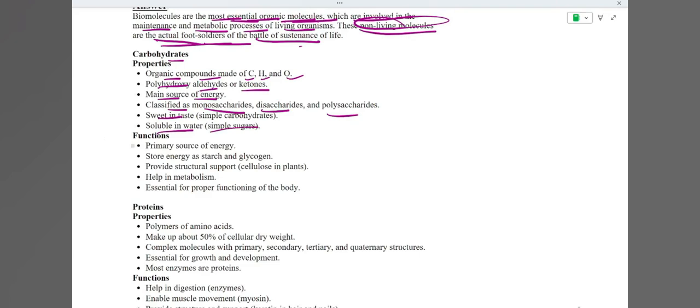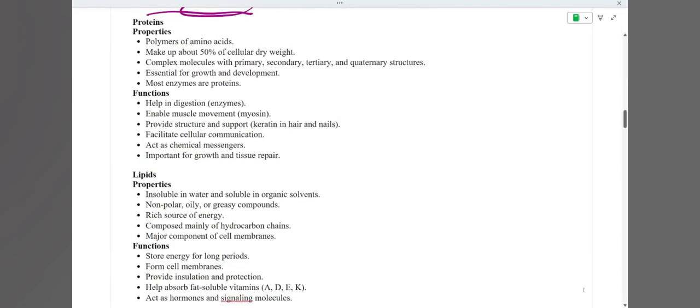It is sweet in taste and soluble in water. A simple sugar is an example. Next, what is its function? It is the primary source of energy. It gives what? Energy, you know that. Next, it stores energy as starch and glycogen. It also provides structural support and helps in metabolic activity and proper functioning of the body.